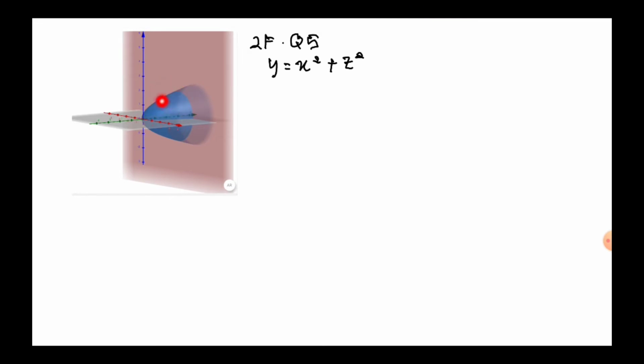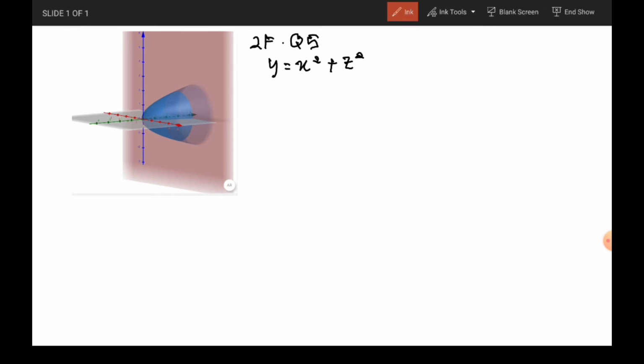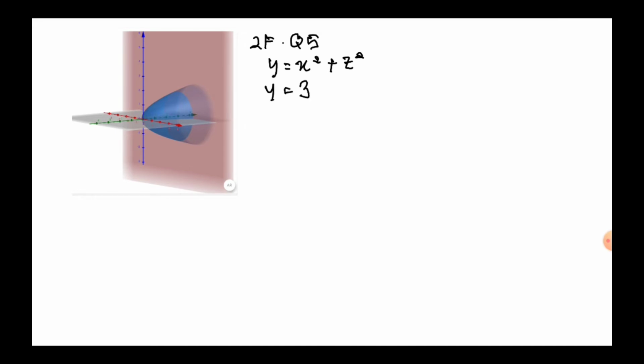So this paraboloid is along the y-axis. Usually we find that the paraboloid is z equals x squared plus y squared, but this one is a paraboloid along the y-axis. And there is also a plane, which is y equals 3. The plane is the red plane, you can see in the picture.